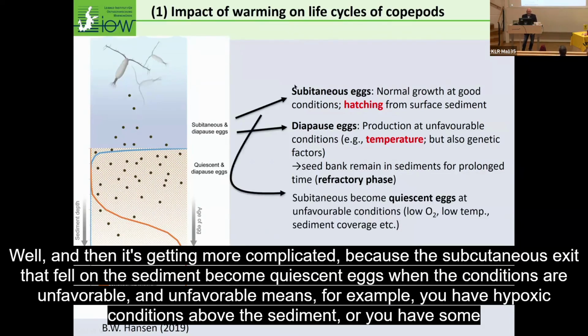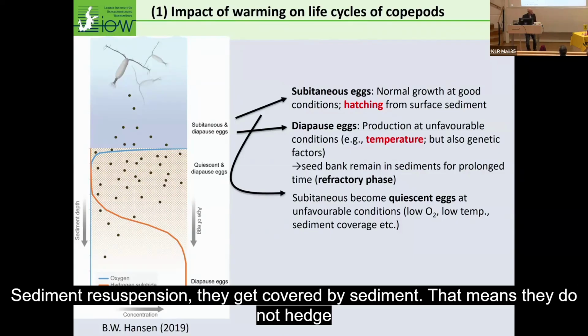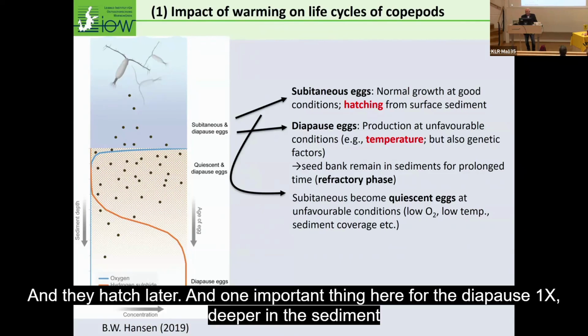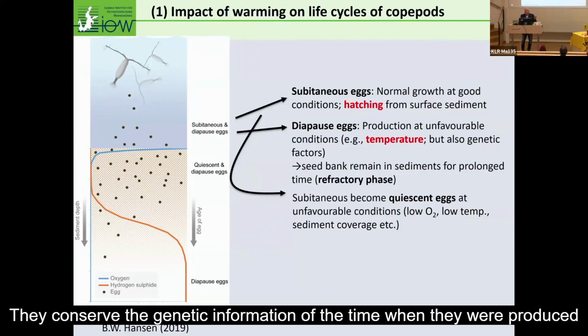Well, and then it's getting more complicated because these subitaneous eggs that fell on the sediment become quiescent eggs when the conditions are unfavorable. And unfavorable means, for example, you have hypoxic conditions above the sediment, or you have some sediment resuspension. They get covered by sediment. That means they do not hatch, but that could be delayed until, again, the conditions change and they hatch later.